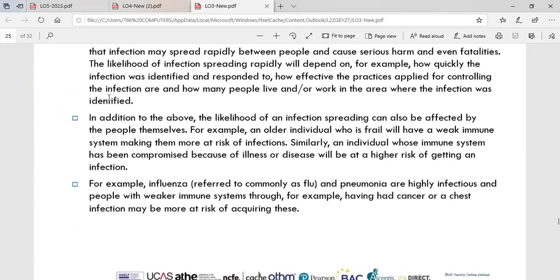It's how quickly and how effectively the practices are applied to controlling infection. That's one of the main factors. Another is how many people live and work in the area where the infection was identified. There are several other factors also, but these are just a few. In addition, the likelihood of infection spreading is increased by the people themselves. An older individual who has a weak immune system, even if they're up to date with vaccinations, will still have a weak immune system. They'll contract the infection more rapidly than another person whose immunity is not compromised.